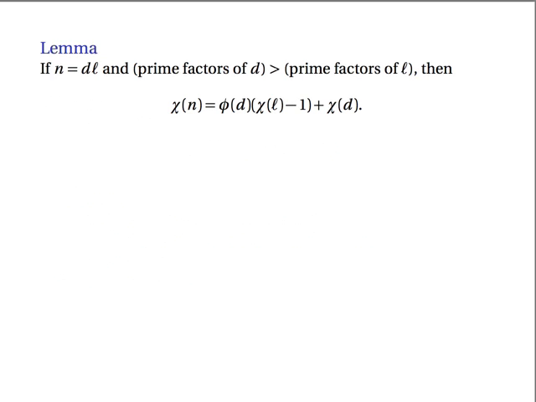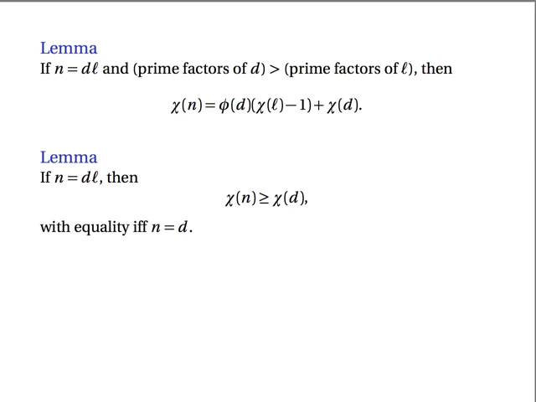The argument relies on 3 results, each of which reflect the properties of the Euler totient. The first is that if n is the product of d times L and the prime factors of d exceed the prime factors of L, then the clique number of n is the Euler totient of d times the clique number of L minus 1 plus the clique number of d. This follows from the multiplicative properties of the totient function.